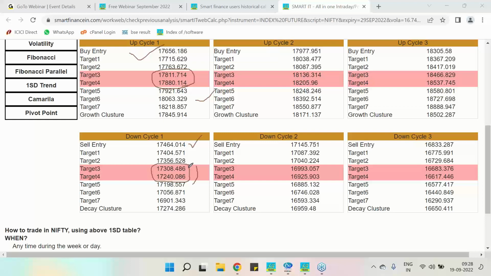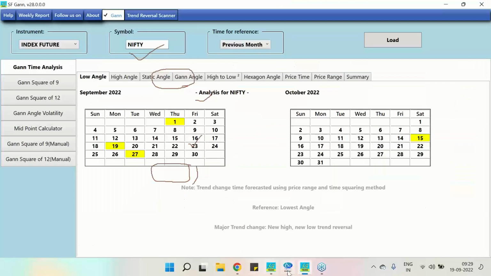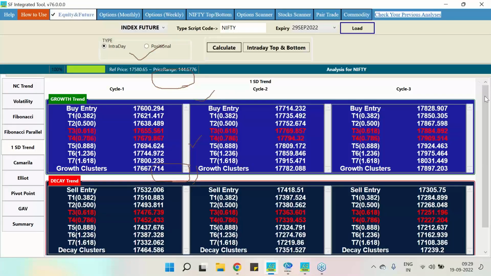And this is the weekly level of the Nifty future. The weekly level must be calculated on Friday.